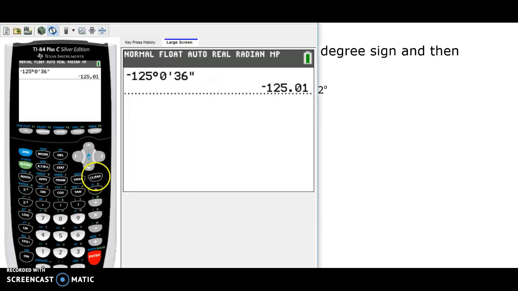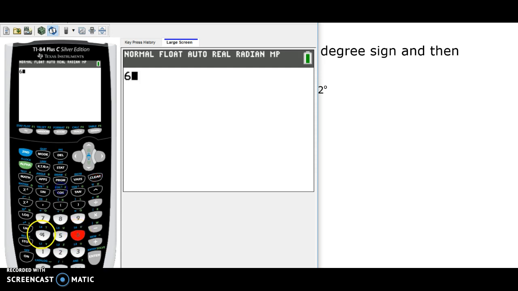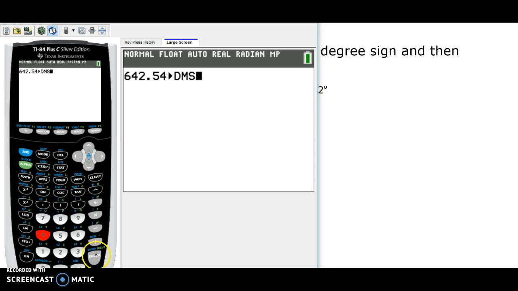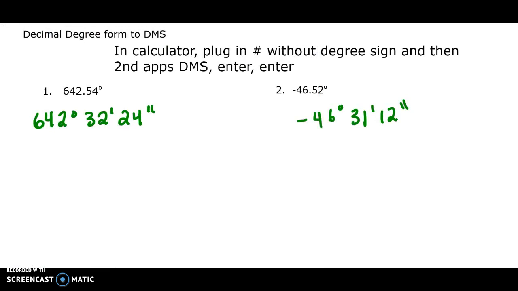So I'll do the first one with you. So we have 642.54. If I go back to where it says the blue angle, notice that the fourth one down says DMS. I press enter, and notice that it just gave it to me in DMS form. All right, so let's have you guys try the next one on your own. All right, let's check your answers here. We got this one together before, so I had negative 46 degrees, 31 minutes, and 12 seconds.